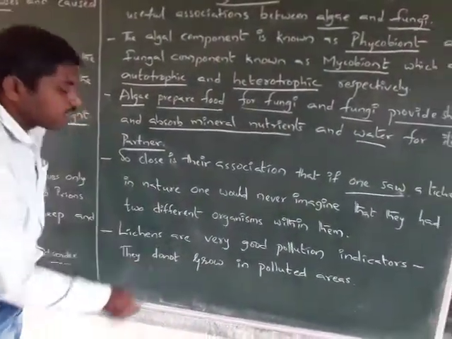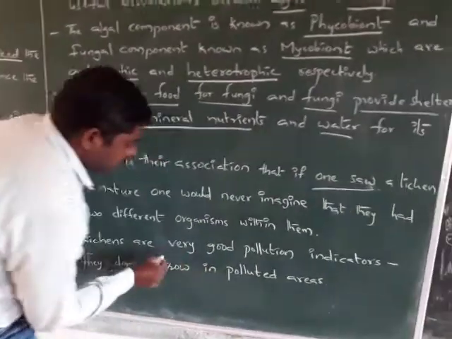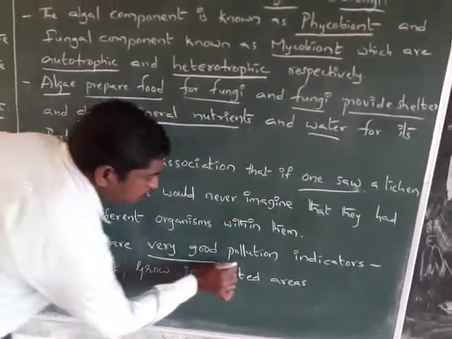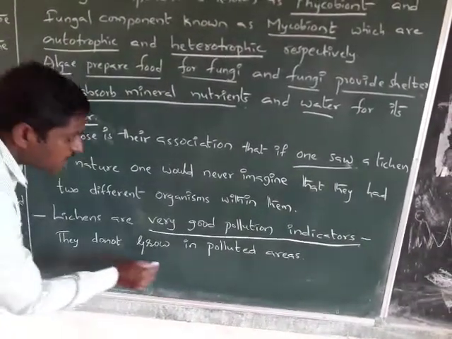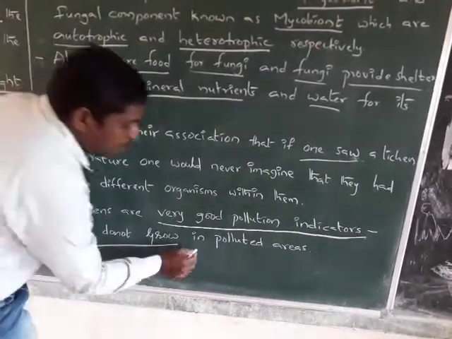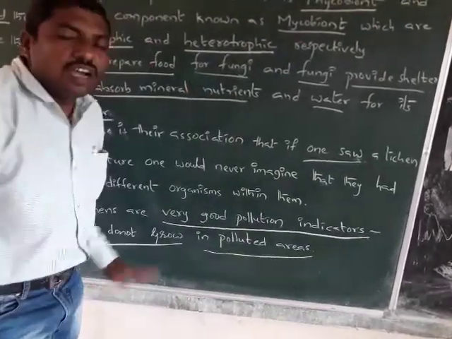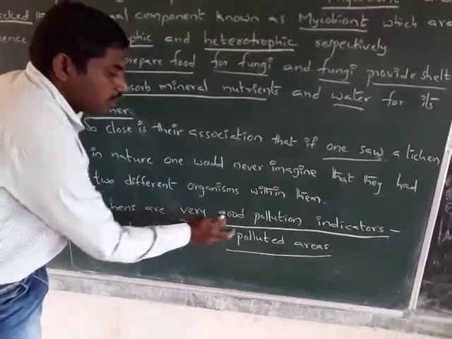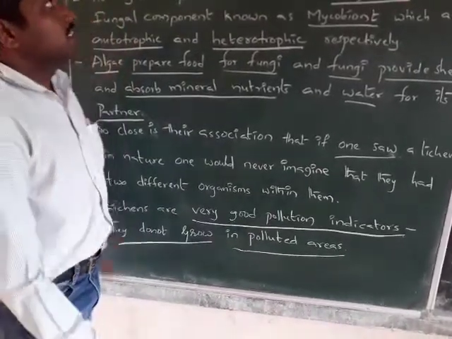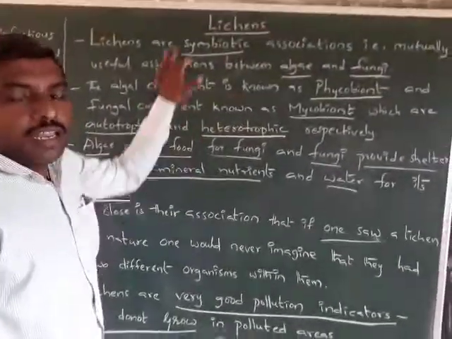Lichens are very good pollution indicators because they do not grow in polluted areas. So that's why these are good pollution indicators. These are the general characteristics of the lichens.